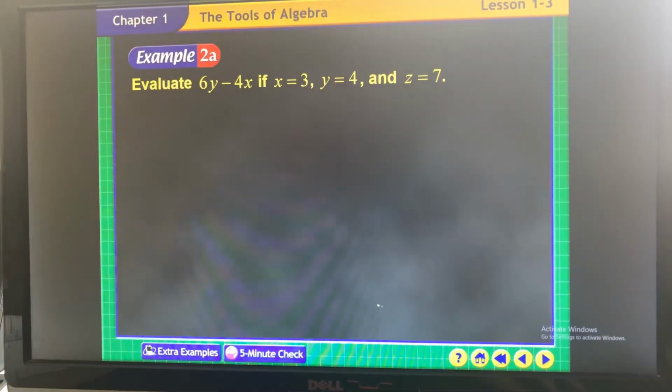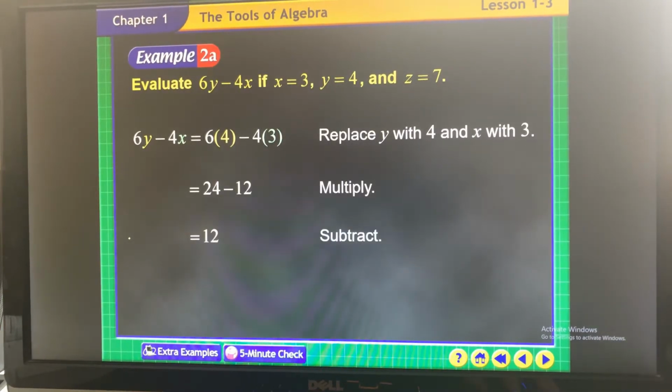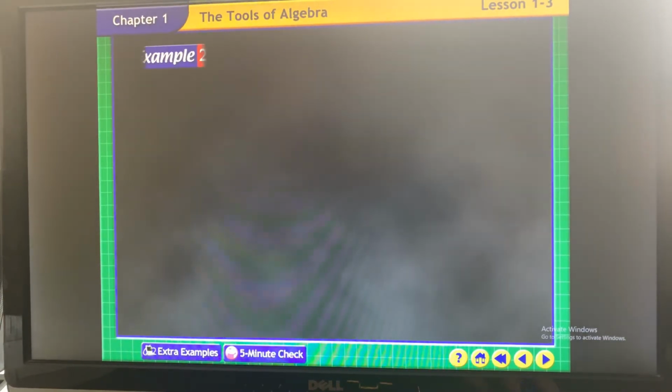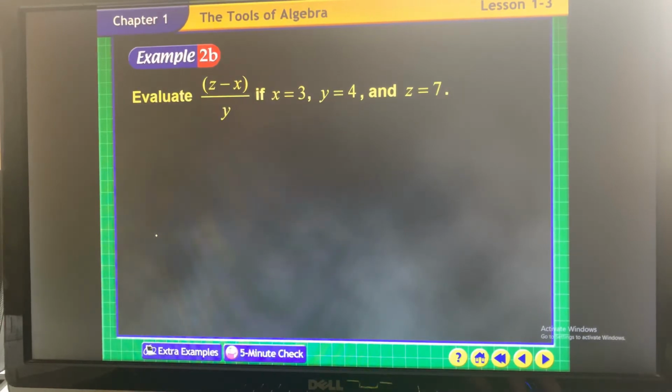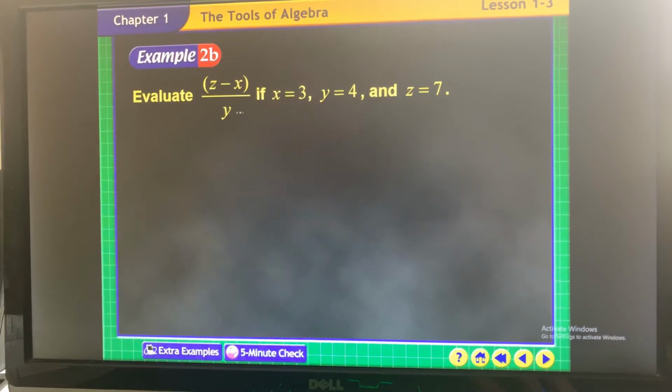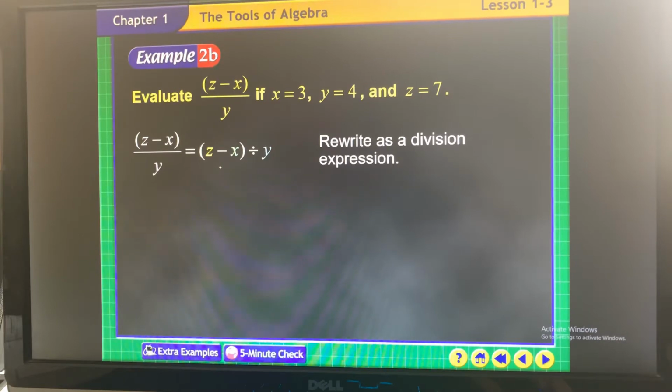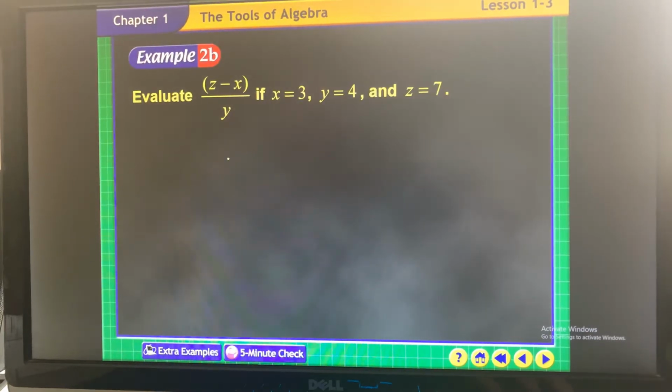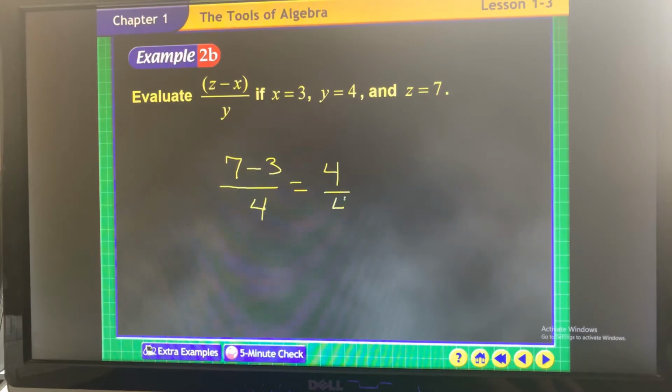I'll run through it real quick. They substitute it, they do it, we're done. This one is going to be z minus x divided by y. So you're going to substitute. They write it like that, I don't want to write it like that. Let's do 7 minus 3 divided by 4. So think about 7 minus 3 is 4, and 4 divided by 4 is 1. 1 and done.